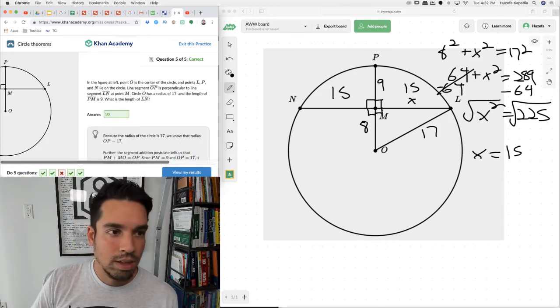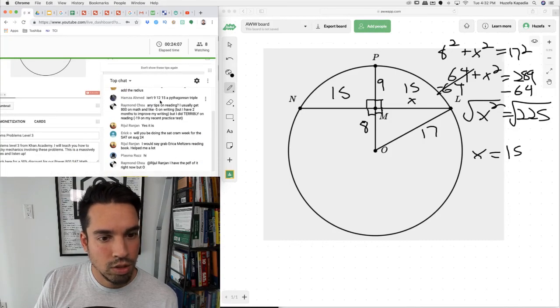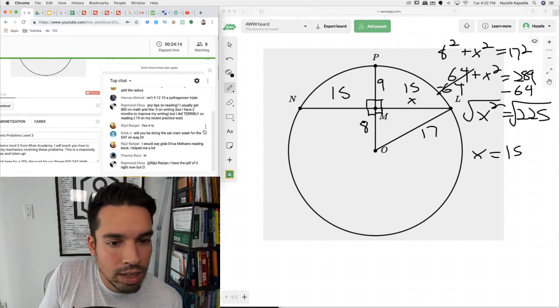All right, that is it, my friends, for the live stream. Yes, 9, 12, 15 is a Pythagorean triple. Okay, so we got to find the height of the triangle, then add the radius. Any tips on reading?